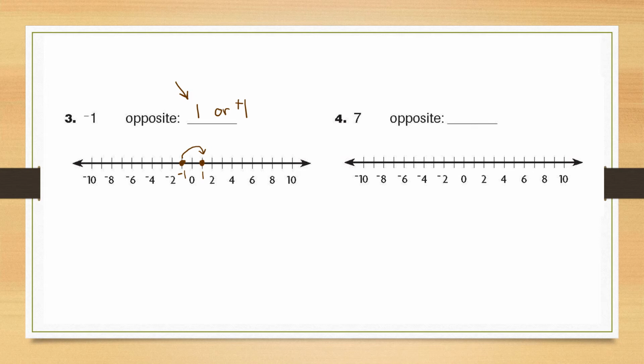Question number 4, 7 is located 7 units to the right of 0, and its opposite is located 7 units to the left of 0, and it is -7.